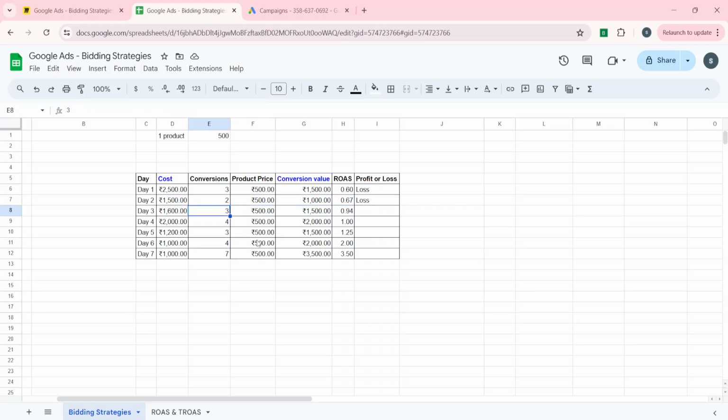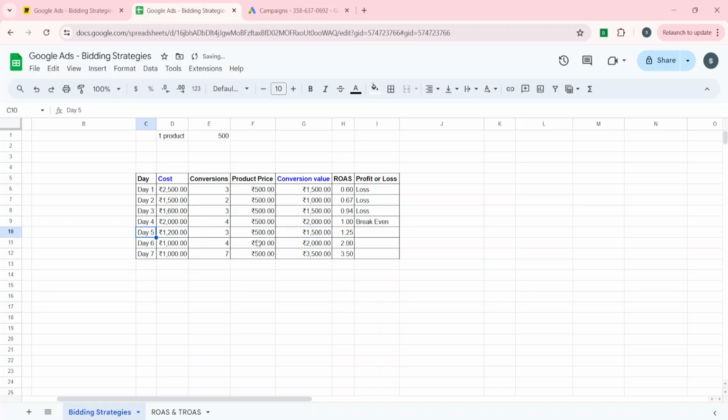And on the third day it is 0.94 ROAS. So we have barely missed the break even, and this is also a loss. On the fourth day, if you observe, this is break even, neither profit nor loss. We have generated whatever we have spent on the advertisement. So let's keep it as a break even.